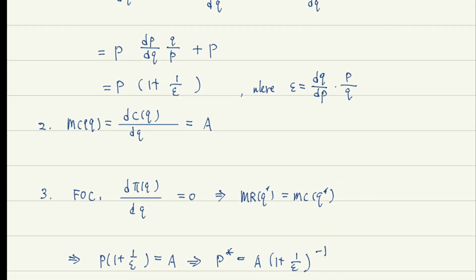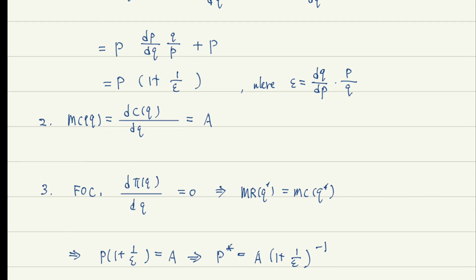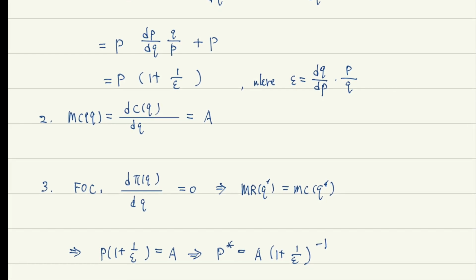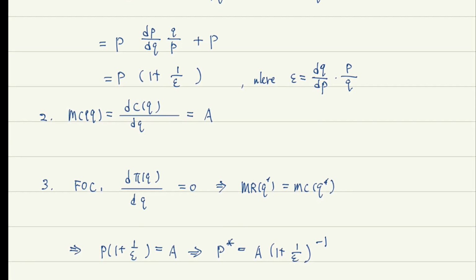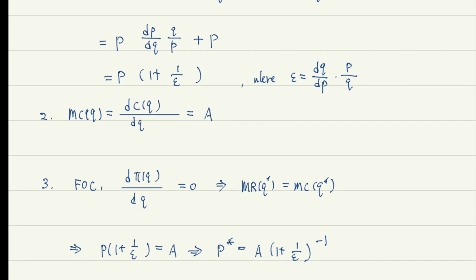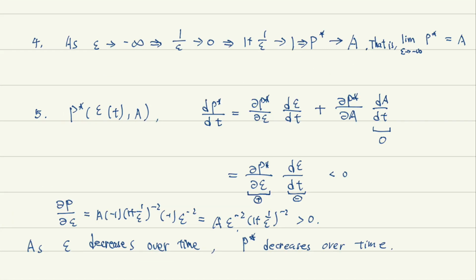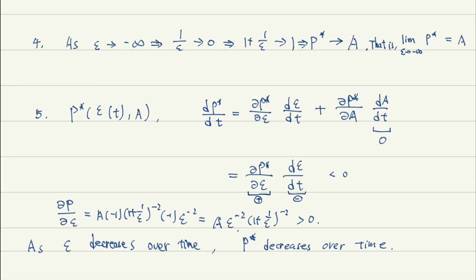Using the expression for marginal revenue and marginal cost, we can write the price as a function of A and epsilon. When the price elasticity of demand approaches negative infinity, which means when the demand is completely elastic, then the price approaches marginal cost.